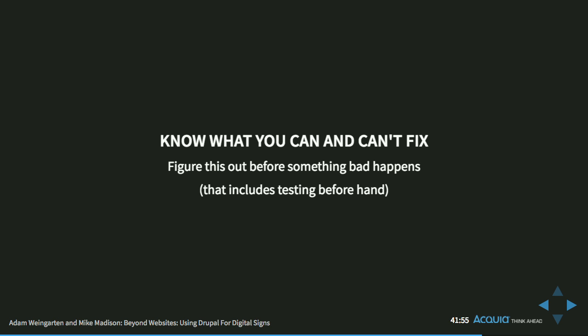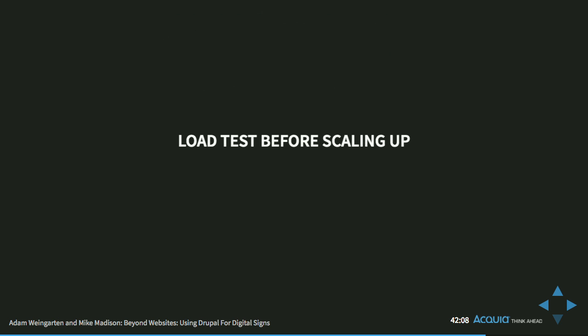Maybe there's a feed somewhere that you can't touch, and if it goes down, you need to be prepared for it. You don't have control over everything. The world's a complicated place. And make sure you load test. Load testing is critical. Make sure you can handle it.